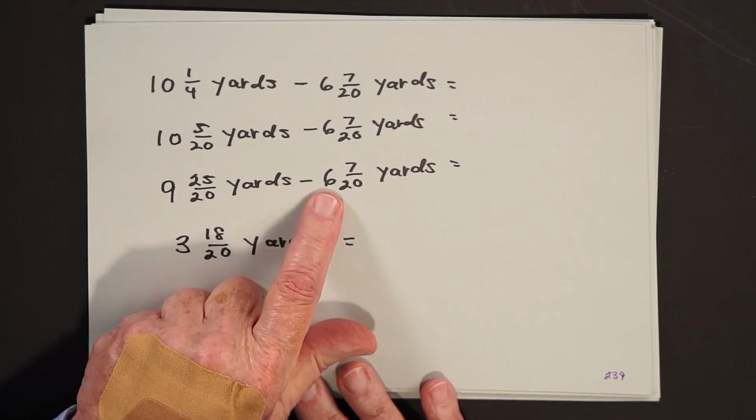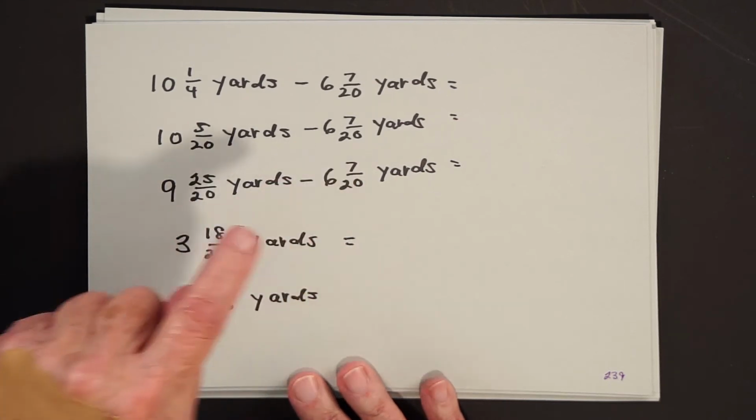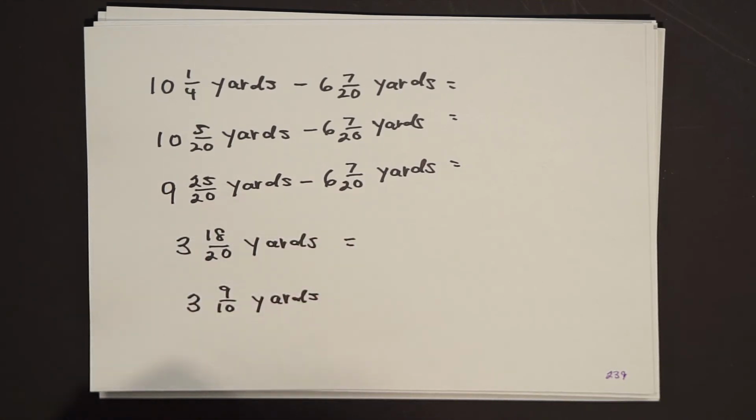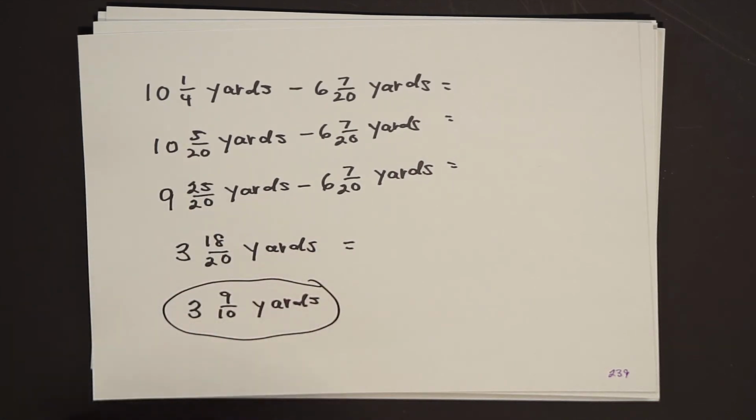The 9, take away 6. 9 minus 6 is 3. 25 minus 7 is 18. 18/20 reduces to 9/10. And so the answer to my problem was I need an additional 3 9/10 yards, which means in the real world I'd probably go out and buy 4 yards. Or 5 if I'm nervous and afraid I might waste something.